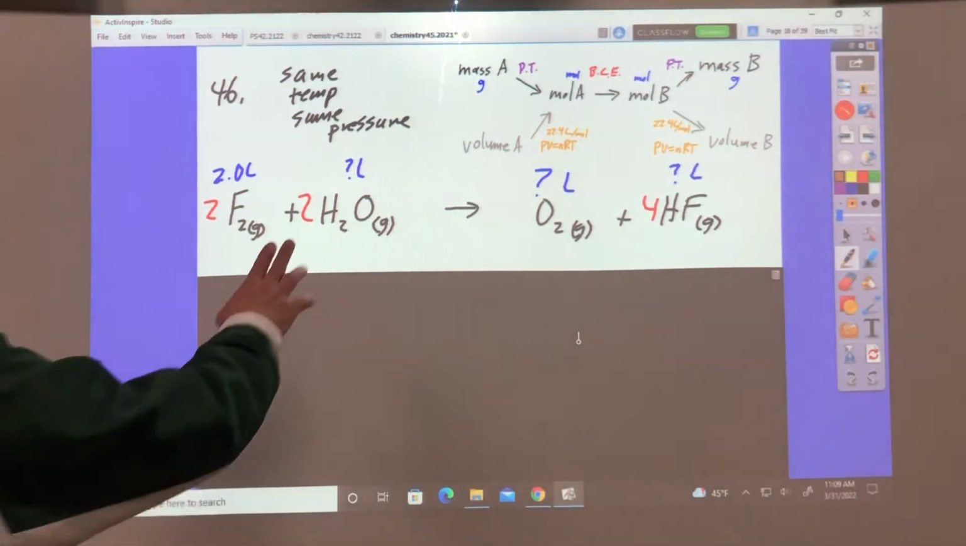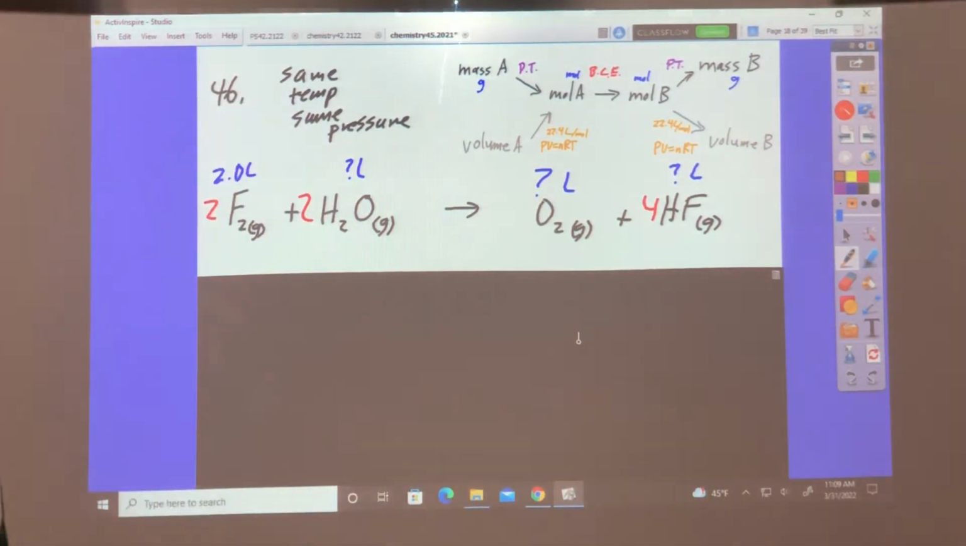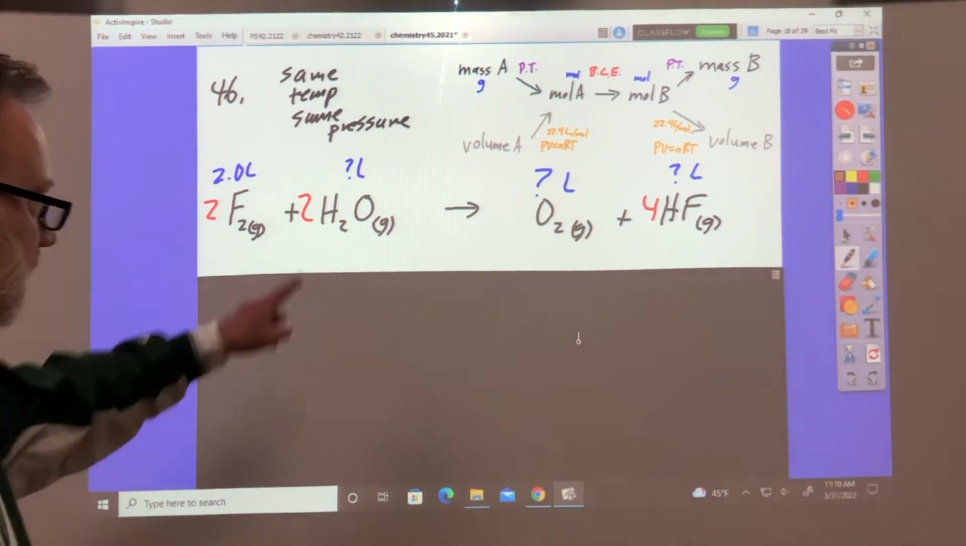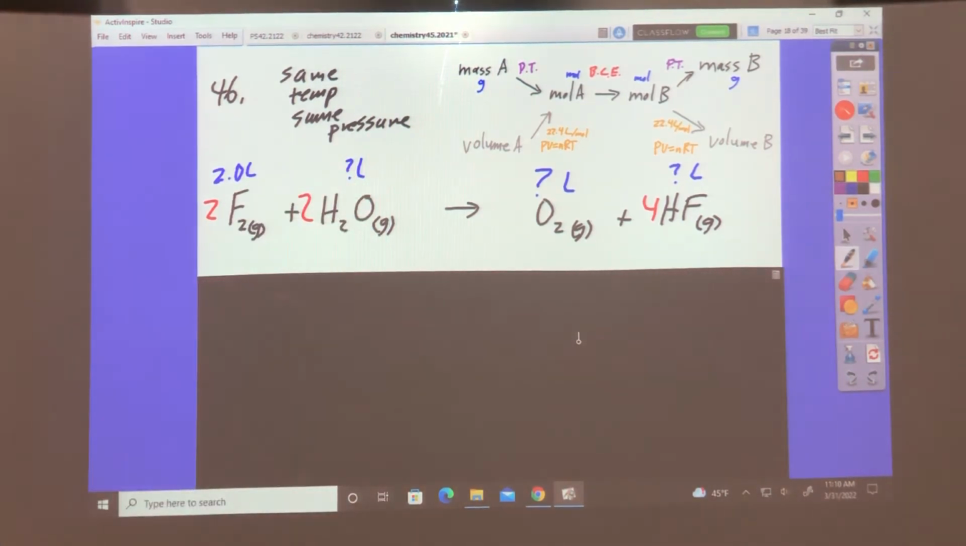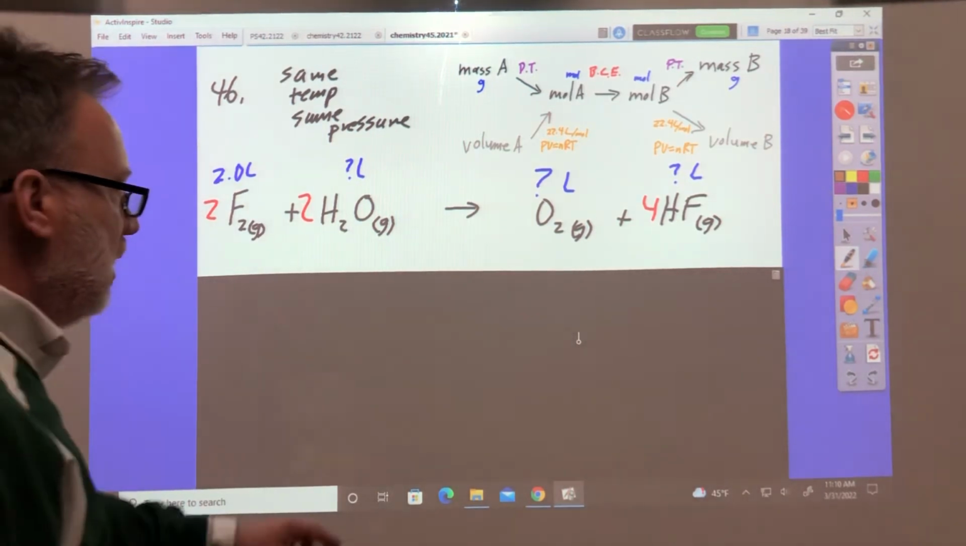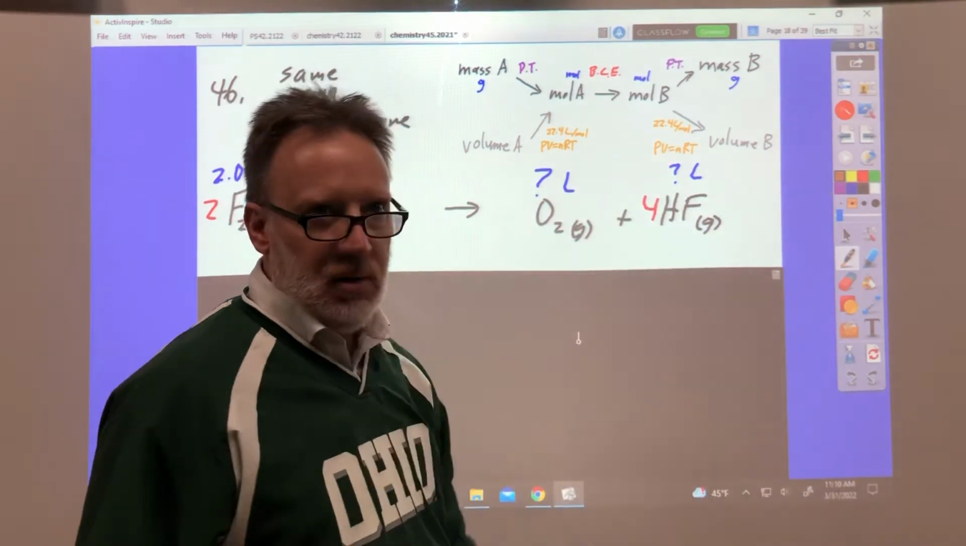Fluorine plus water gives you oxygen and hydrogen fluoride gas. If it starts with 2 liters of fluorine, how many liters of water vapor react? And how many liters of hydrogen and oxygen and hydrogen fluoride? So you have 3 calculations.